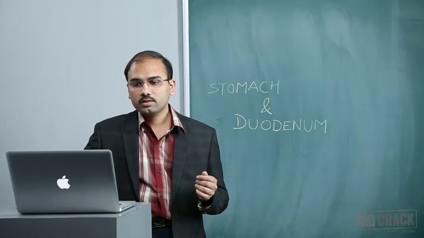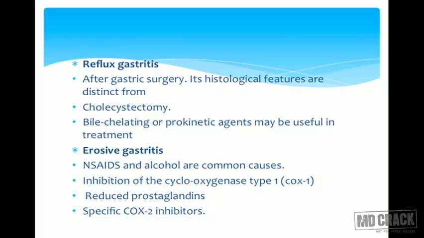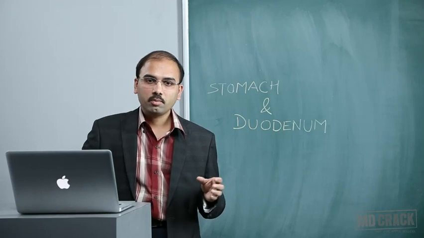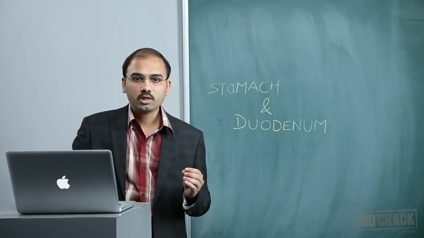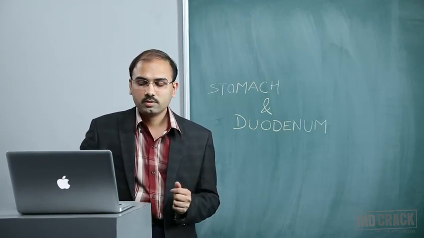Now we have got reflux gastritis. It is more commonly seen after gastric surgeries. It is the histological feature. They are of distinct form. It is seen after cholecystectomy because of increased biliary reflux. The bile chelating and prokinetic drugs may be useful in the treatment, so they will avoid contact of the bile acid with the gastric mucosa for longer time and avoid reflux gastritis.